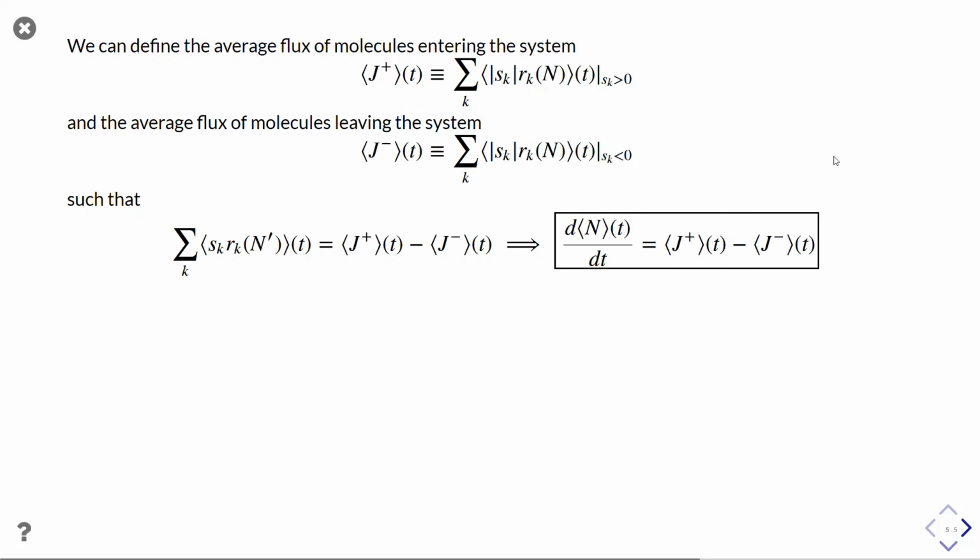We can define the average flux of molecules entering the system and the average flux of molecules leaving the system by the two respective expressions here. Note that the average flux of molecules entering the system are all of the terms of this sum for which s sub k is positive. Similarly, note that the average flux of molecules leaving the system are all the terms of this sum for which s sub k is less than 0.